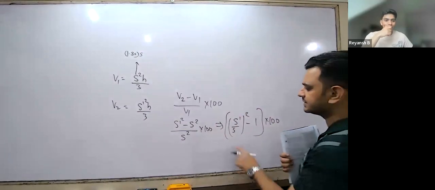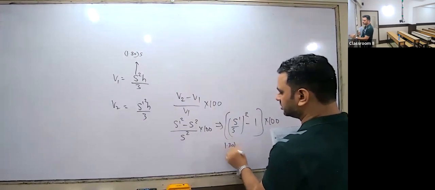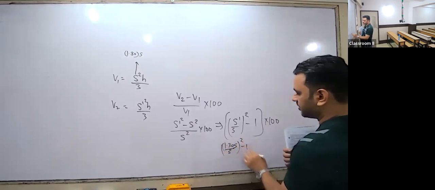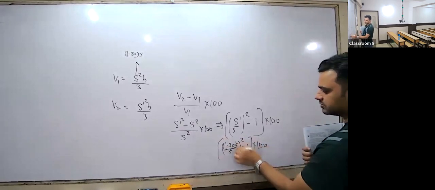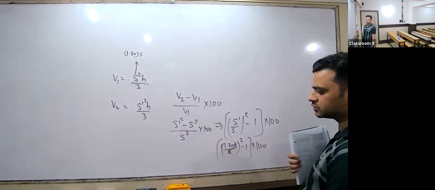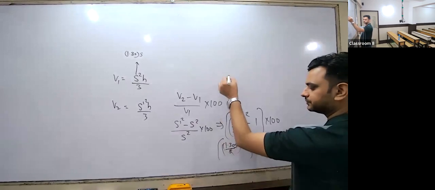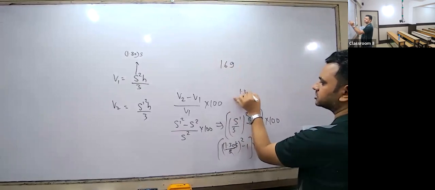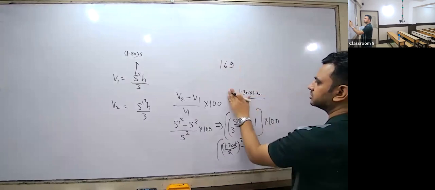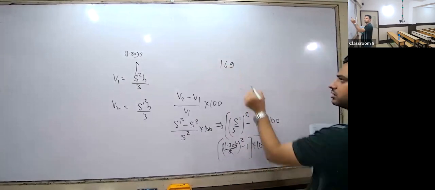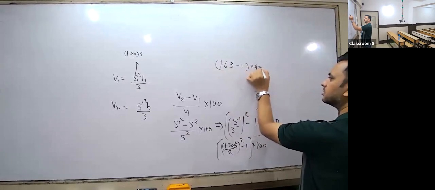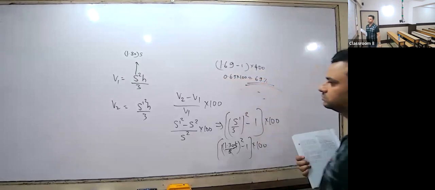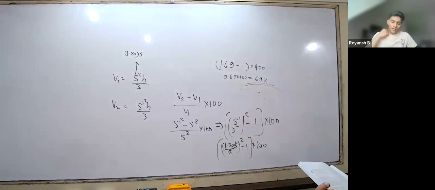So instead of S dash, can I write 1.3 S upon S, square, minus 1? Got it? So S will cancel out. So what is the square of 1.3? 1.69. So it will be 1.69 minus 1 into 100. So this will be 0.69 into 100. So 69% increase in the volume. Clear?